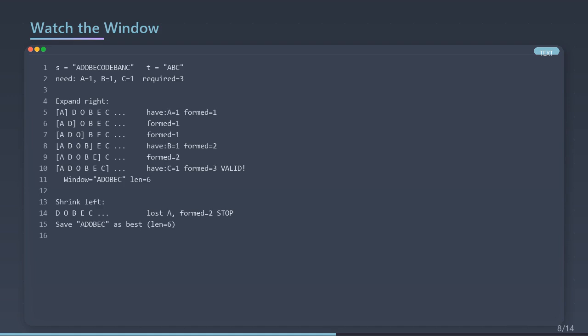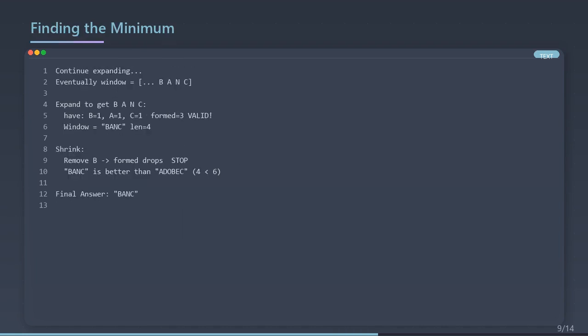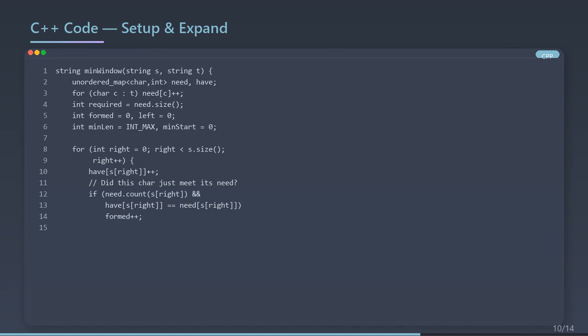Now keep expanding right to find a smaller window. We keep expanding and shrinking. Eventually, we find the window BANC near the end. It has B, A, N, C, that includes A, B, and C from T, length 4. Can we shrink? Remove B, we lose our B, formed drops. So BANC is the smallest we can get from this position. Length 4 is less than 6. New best. We reached the end of the string. Final answer, BANC. Here's the code.